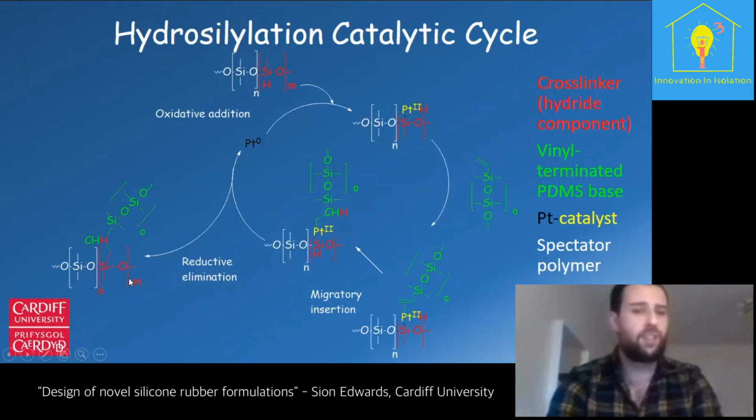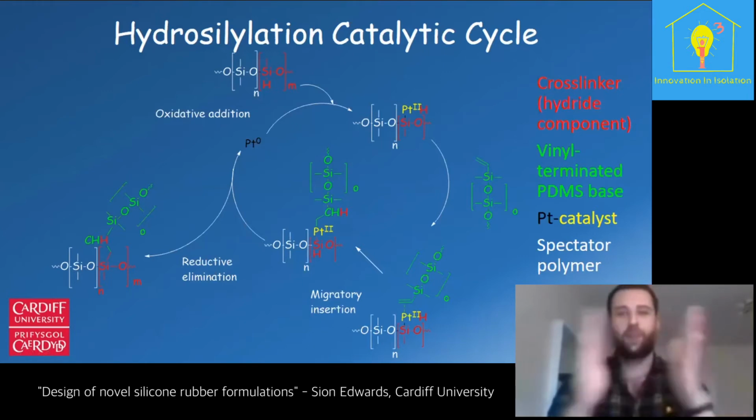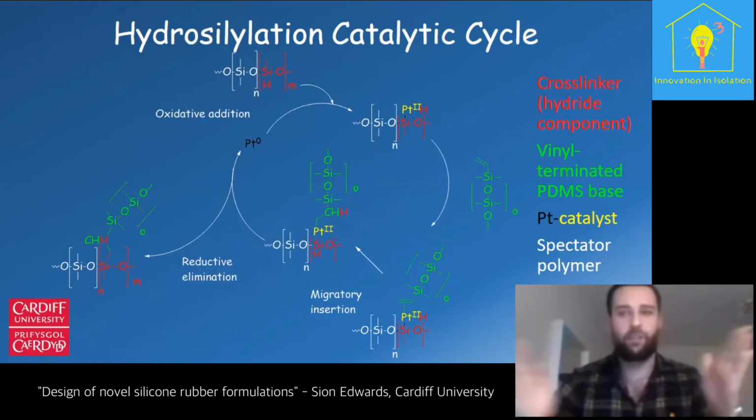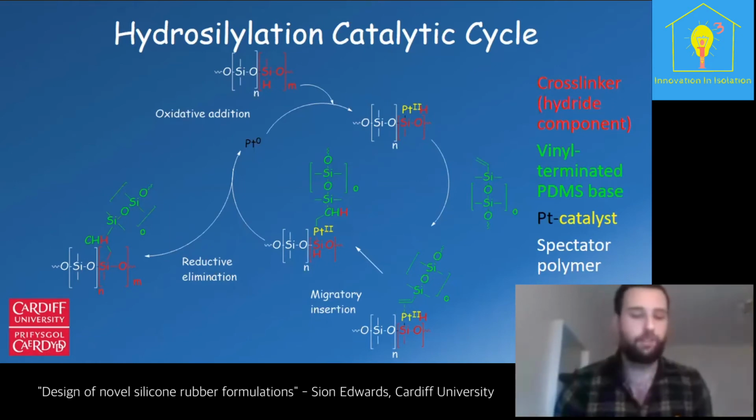So this reaction can happen up to M number of times per polymer. So if you imagine you've got, say, M equals 20, you've got 20 of these reactions occurring along the polymer chain. So it quickly builds up a 3D network of siloxanes.